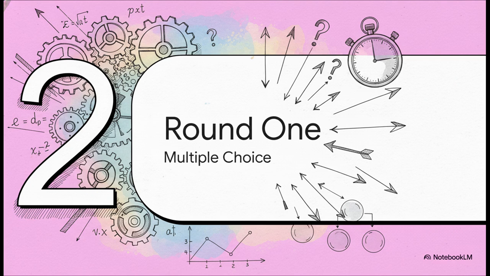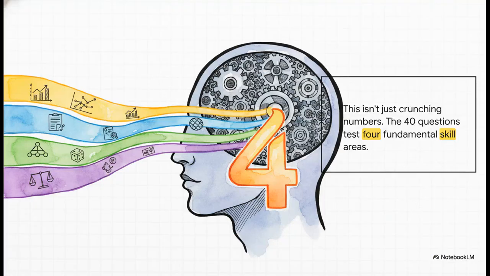Okay, let's get ready for our first major challenge. Round 1, the multiple choice section. This isn't just about crunching numbers. The 40 questions you're about to face are specifically designed to test the full range of your statistical thinking, and they're spread out over 4 pre-fundamental skill areas.